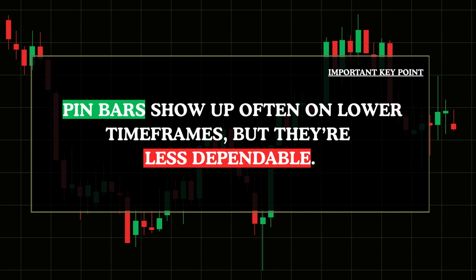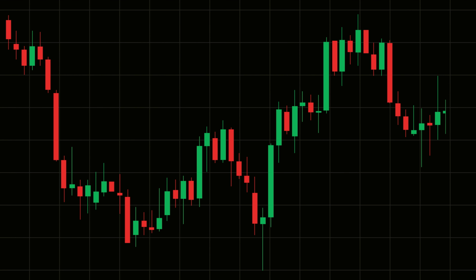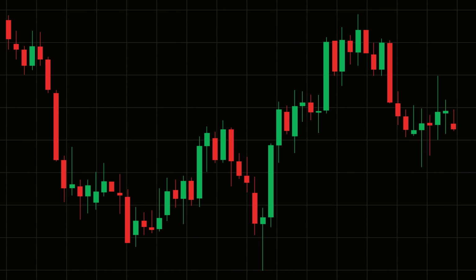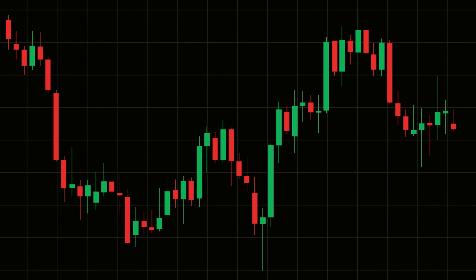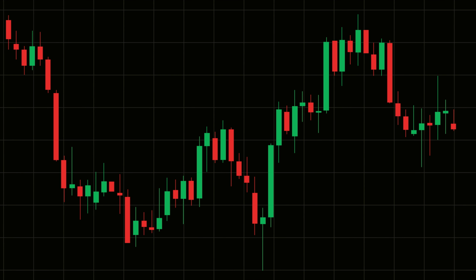This clearly shows that pin bars show up often on lower timeframes, but they're less dependable. Crucial insight: pin bars tend to be more reliable when used on higher timeframes. You'll see fewer misleading signals. That results in fewer opportunities, but with a well-planned trade setup, your potential profits can be significant.